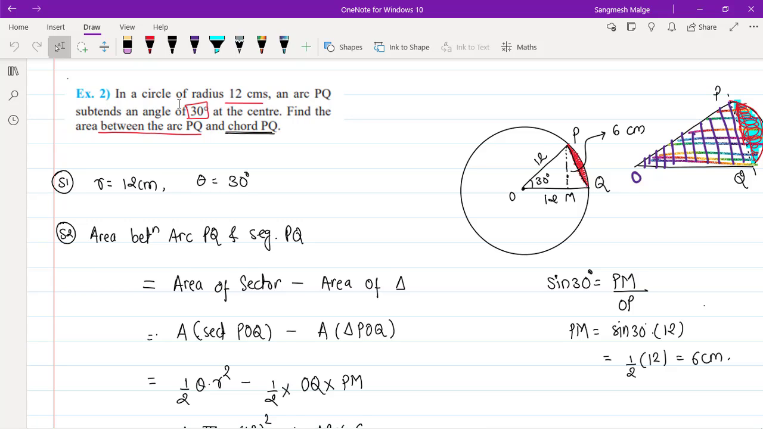Okay, yes, see sir, here in this question, in a circle of radius 12 centimeter, an arc PQ subtends an angle of 30 degree. In this question, they have given the angle as 45 degree, and the radius remains the same, that is 12 centimeter. Find the area between the arc PQ and the chord PQ. So we have to find the area of this red region.